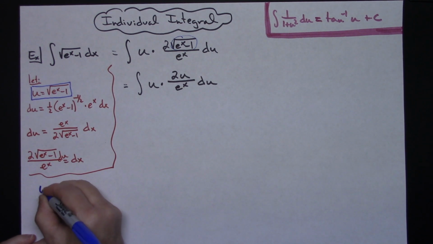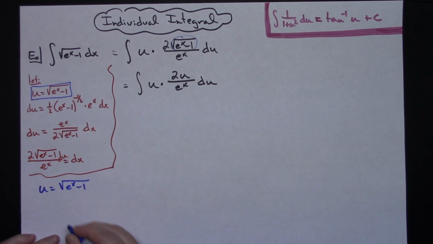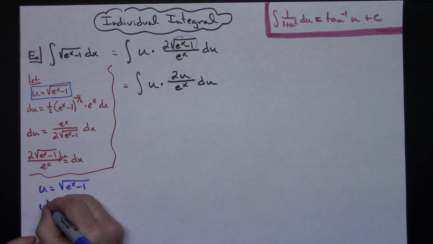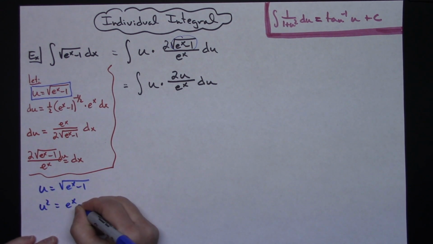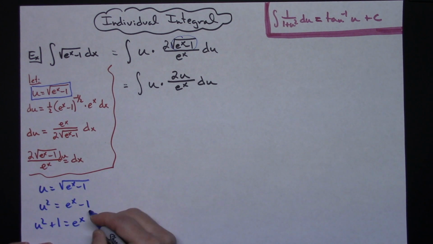So let's do that right here. I've got u equals the square root of e to the x minus 1. If I square both sides, u squared is equal to e to the x minus 1, and then I can add 1 to both sides. u squared plus 1 is going to equal e to the x.